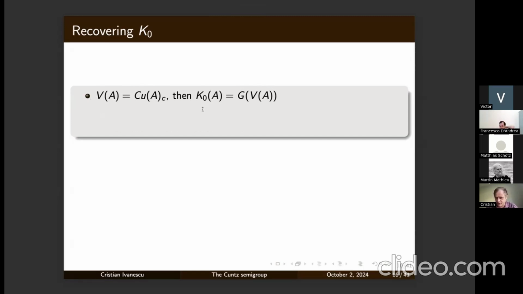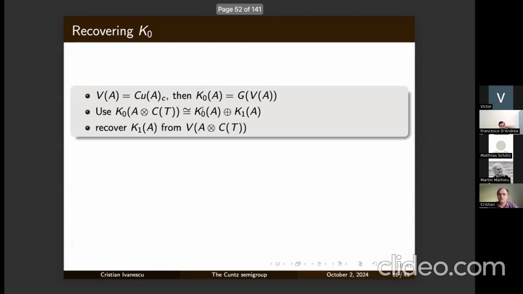Now, at this moment, likely some of you may say, well, what about K1? K1, normally from the algebra itself, you cannot recover. However, you can use a trick: you know that K0 of A tensor C(T), the continuous functions on the circle, is K0 plus K1. Then you can actually recover K1 by using the Cuntz semigroup of A tensor C(T). Basically, you take the compact elements of A tensor C(T), and then apply the Grothendieck group of that. So what I'm saying is that you can recover it, provided you also include the continuous functions on the circle.